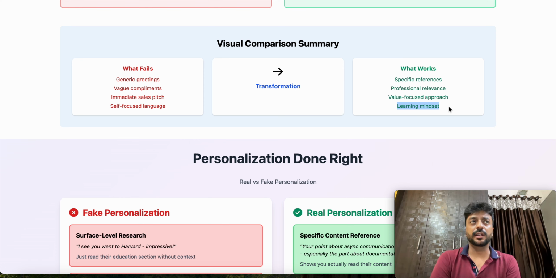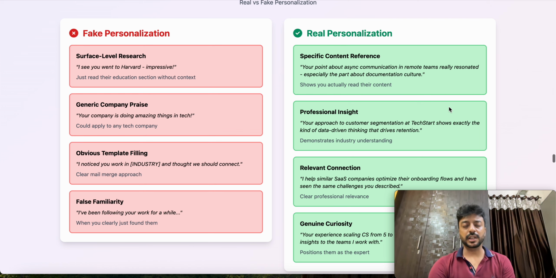So even if you are working at a very high position, why not learn from the other person, because their experience will also give you some value. So there should be no ego, just showcase that we want to learn from you, because whenever you show the eagerness, that drives more conversion, right? So just avoid fake personalization.